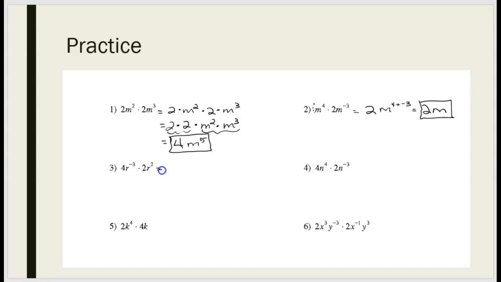Okay, here we go. 4 times 2 is 8. I've got a variable of r. My bases are the same, so it's negative 3 plus 2. That means I can add my exponents because my bases are the same. So the 8 is going to remain an 8. My r is going to remain an r, but what is my exponent? It became a negative 1. Oh boy.